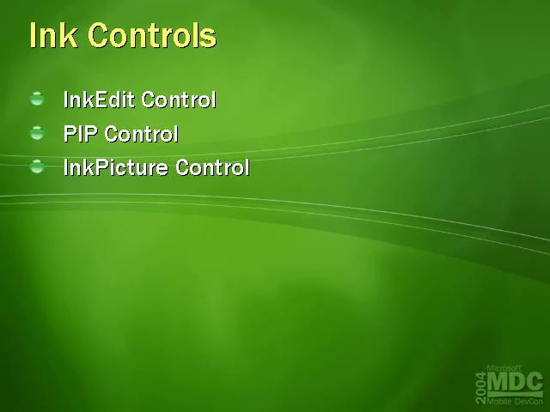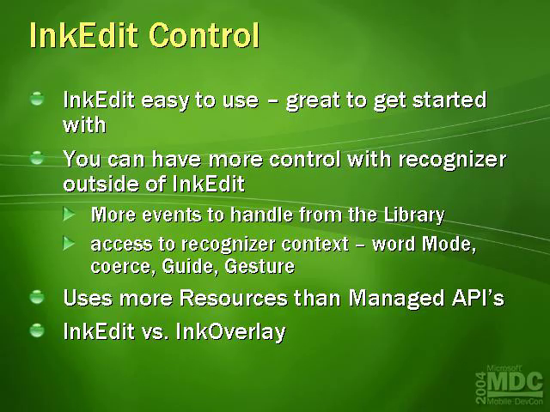With the ink, I have in my toolbox the ink edit and the ink picture and the pip control, and I can just drag the edit and the picture control onto my form. But with the managed APIs, I do have a little bit more control. So the ink edit control, it's just a text box. It's derived from the rich text box. I can drop it on my form, take the strokes, collect the ink, pass it to the recognizer, and it automatically does it for me and returns text. But going outside to the managed APIs, I have more control.